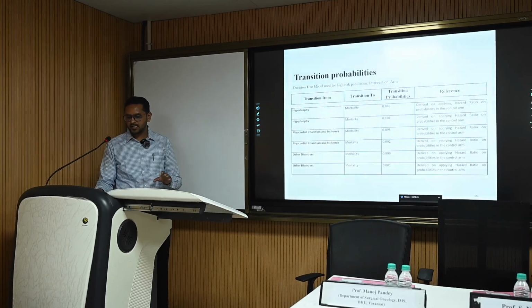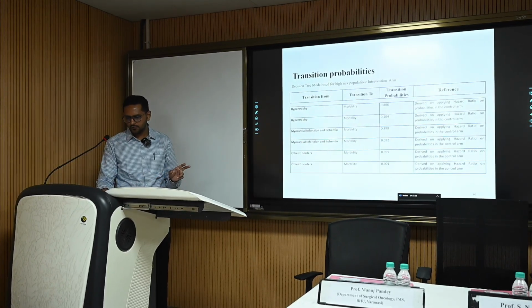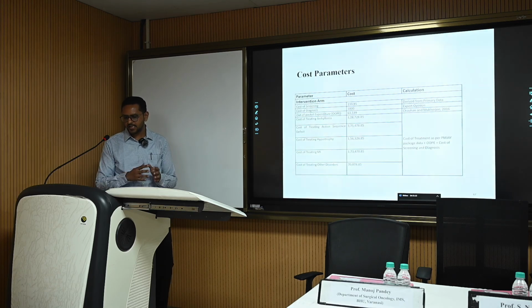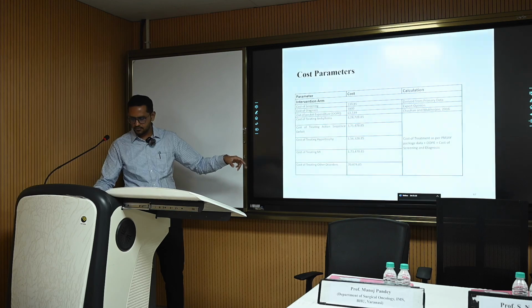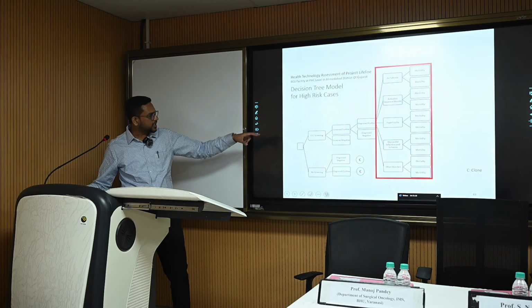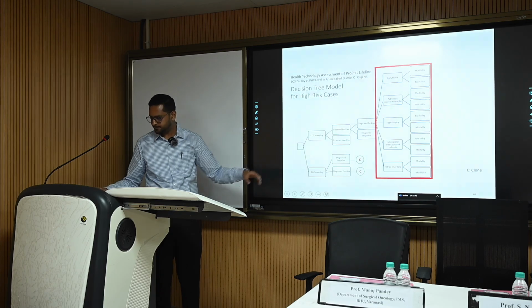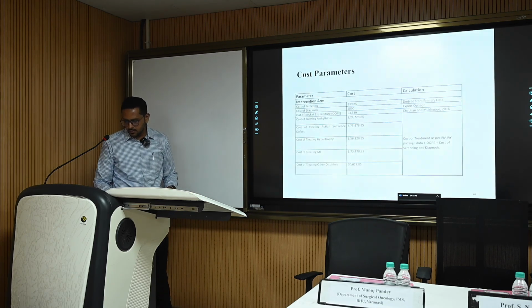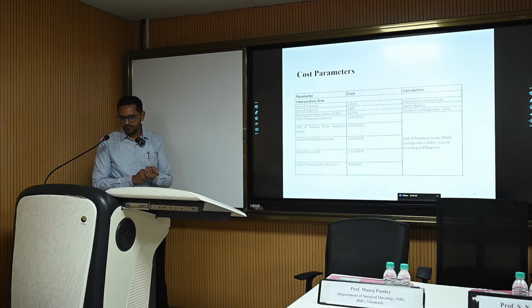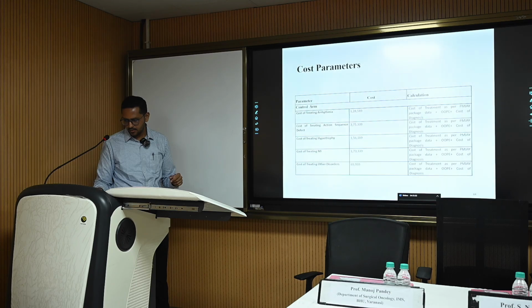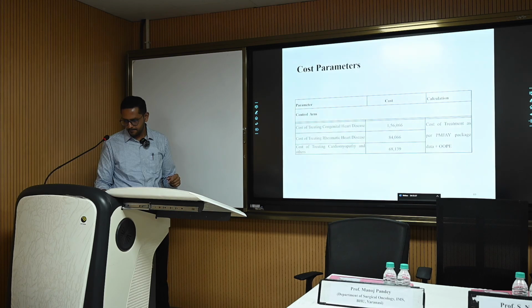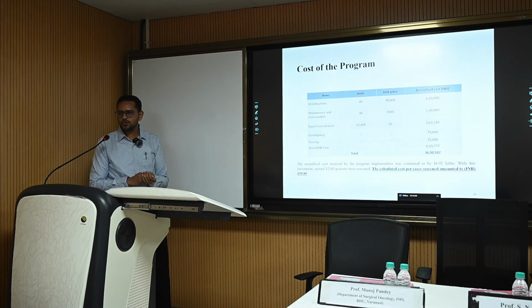So these are the transition probabilities. Earlier was of intervention, and this is for the comparator. Now these are the cost parameters. Again, for each probability there is certain cost. We have to identify that cost also. So these are the cost parameters we had considered for our study. This is the cost of whole program.